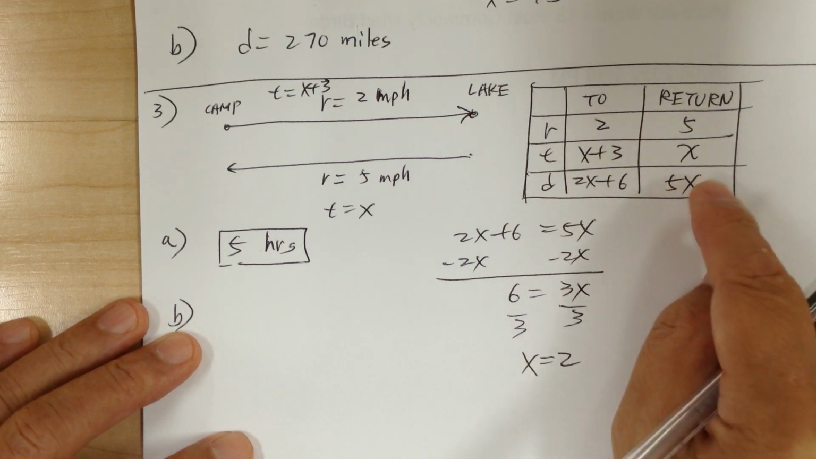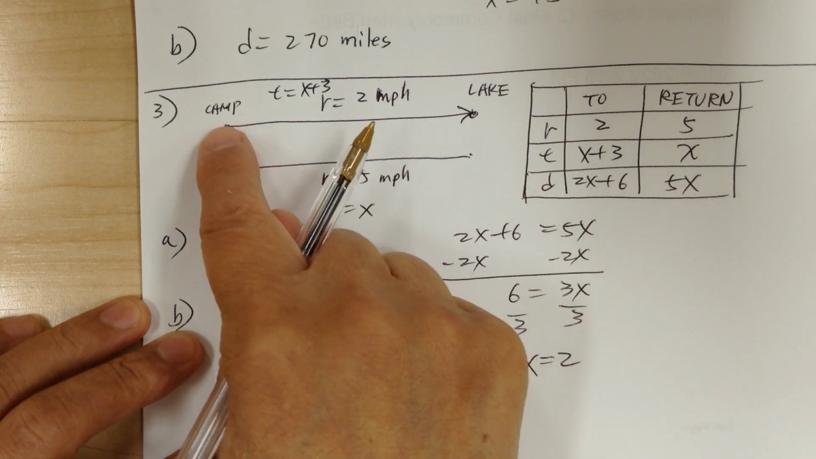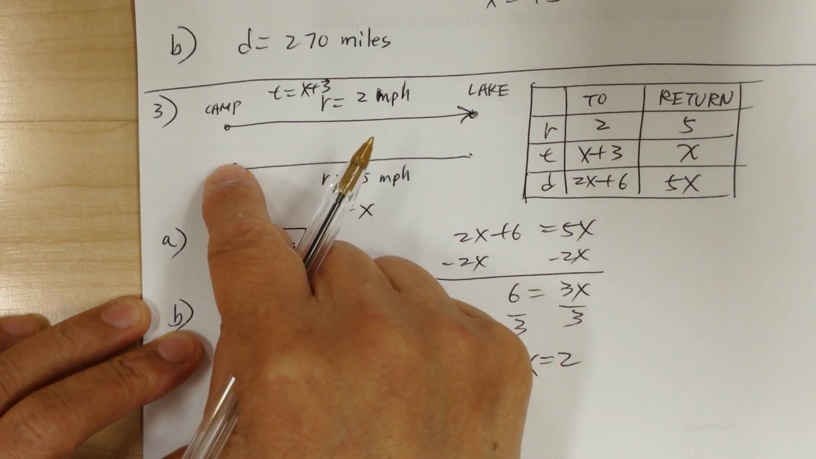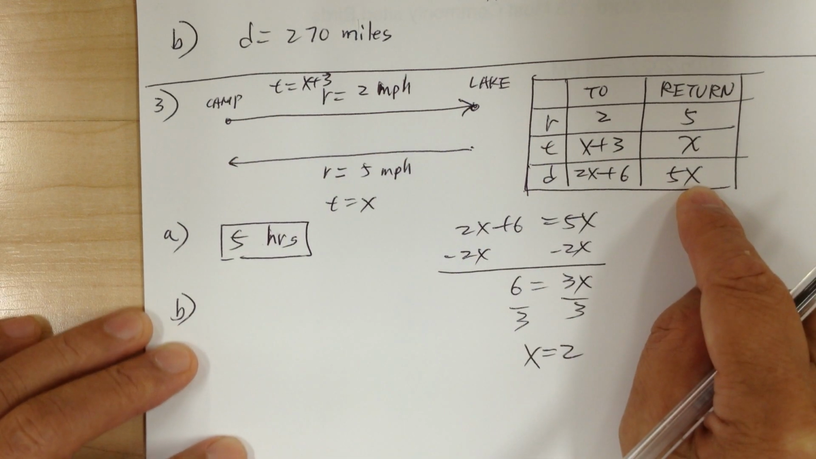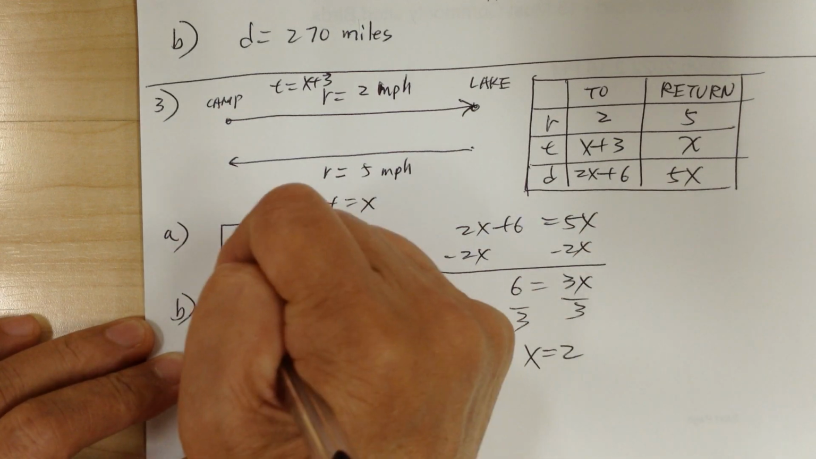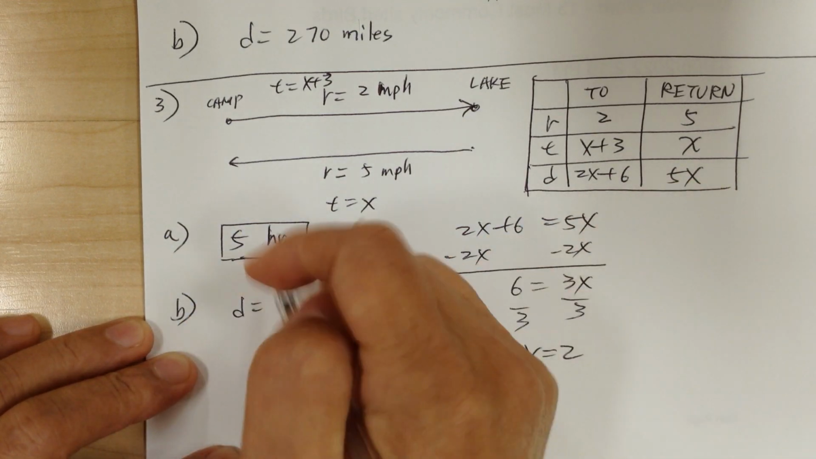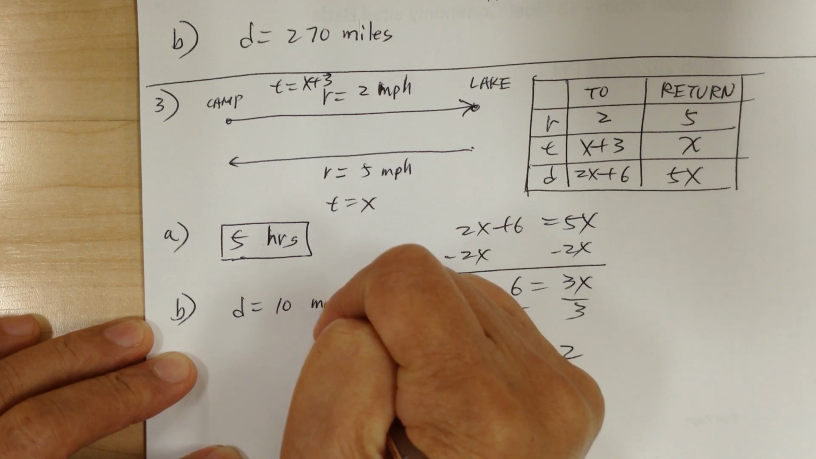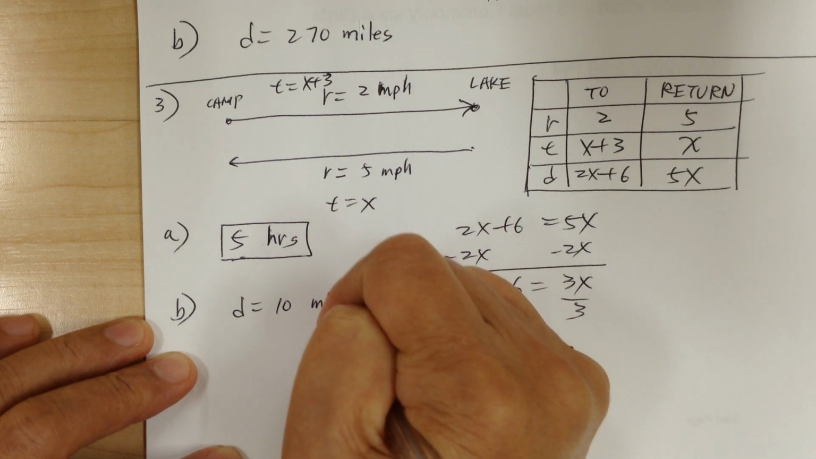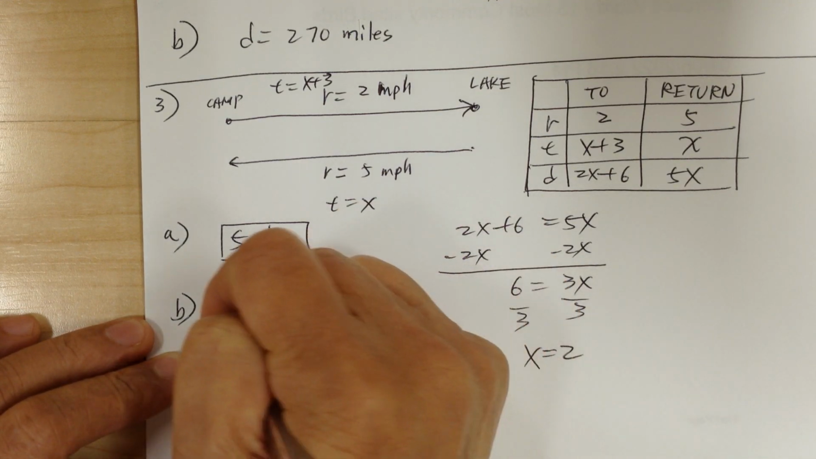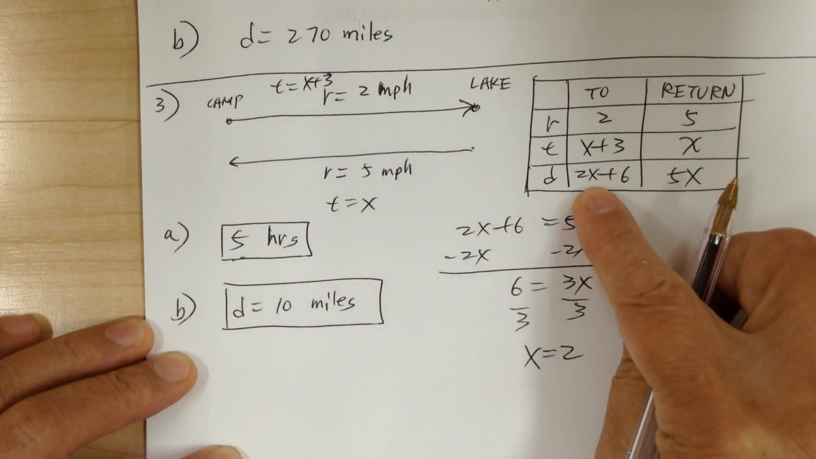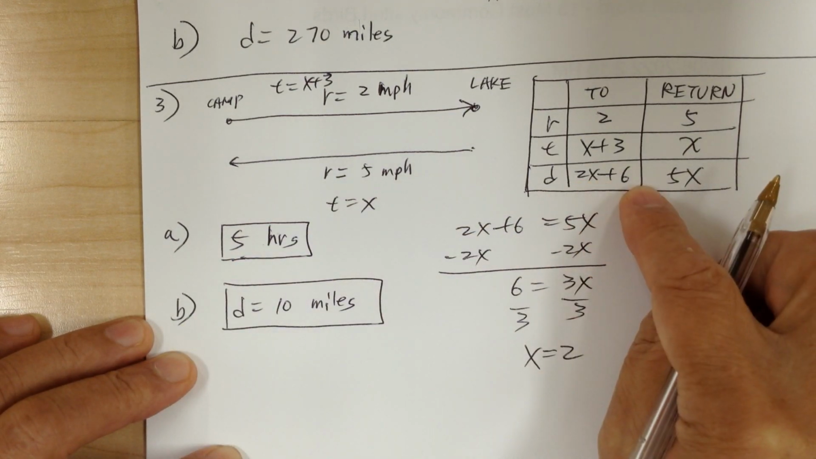Now it's easy if you do this one, because the camp to the lake is the same as the lake to the camp, right? So it's easy if you use this one. The distance will equal 5 times 2, which equals 10 miles. Okay, if you use this one, it's the same thing. 2 times 2 is 4 plus 6 gives you 10.